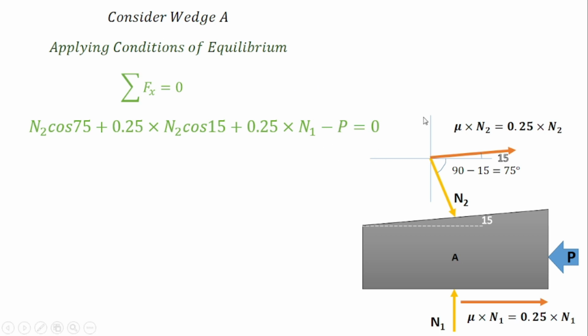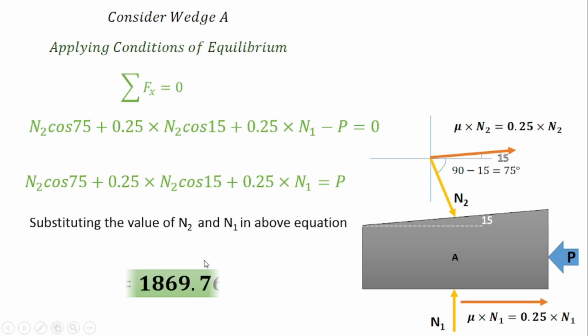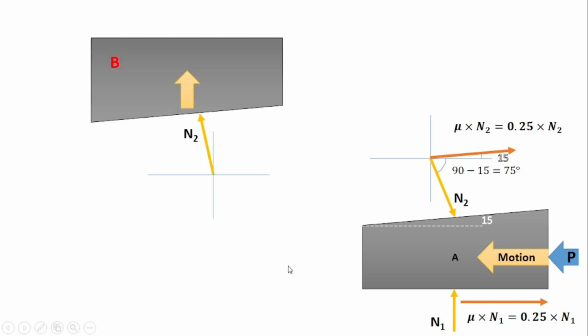So take this P to the right side, so the remaining equation remains as it is, but it is equal to P force. Now the values of N2 and N1 are already calculated, so we can substitute them in the above equation to get the value of P force. The value of P force is equal to 1869.76 Newton. So in this way we can calculate the required force to raise the weight of 2000 Newton, and the value is 1869.76 Newton.